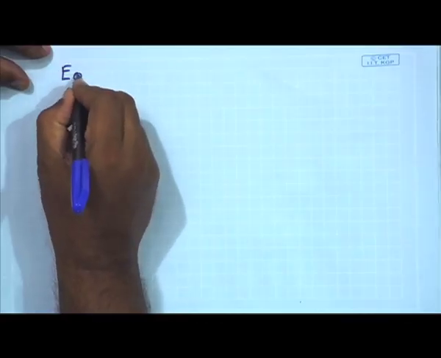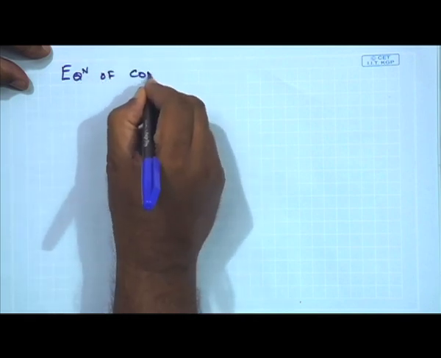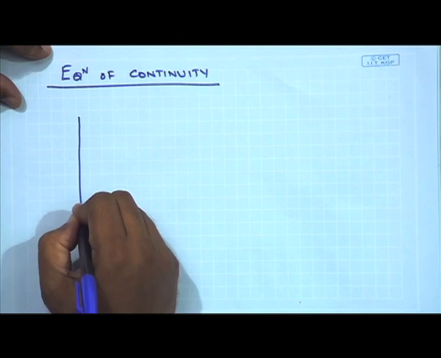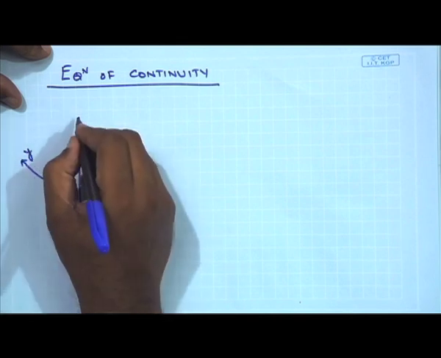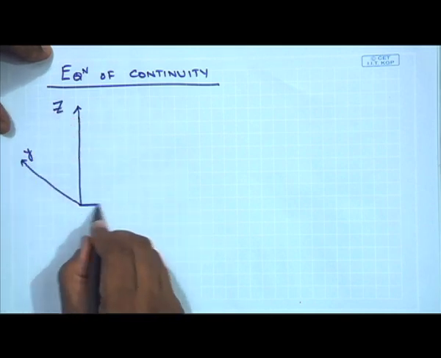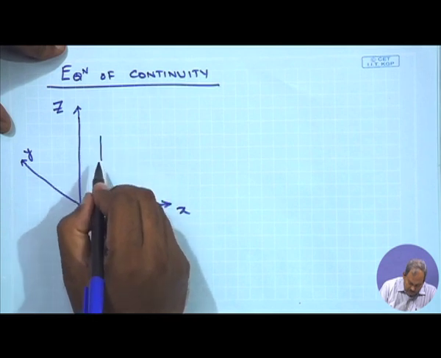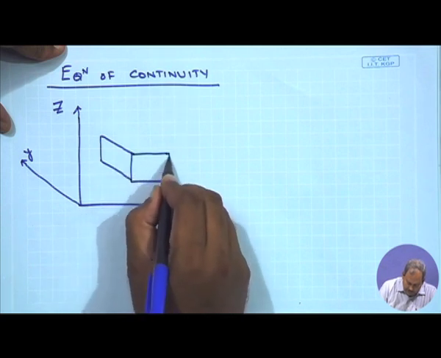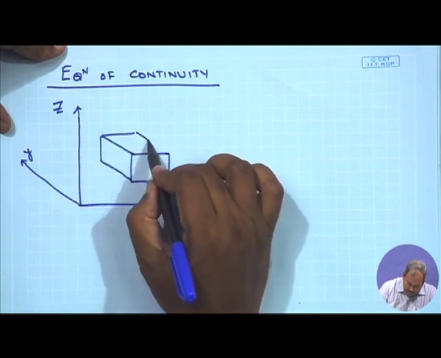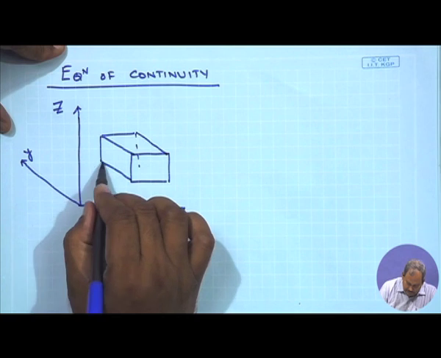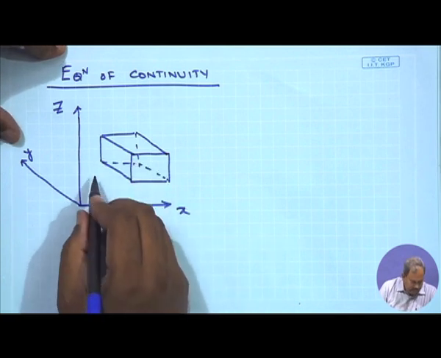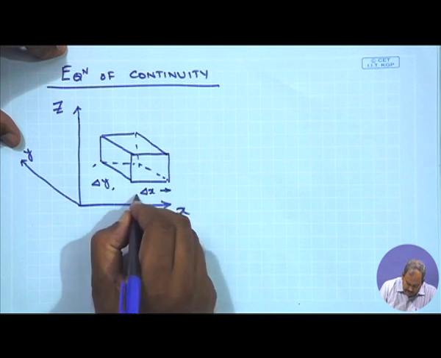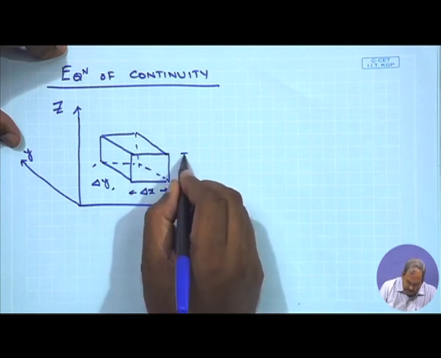So in order to derive the equation of continuity, the way we are going to start is, we define a coordinate system x, y, z, and as I mentioned before, there's a box. So this length is, let's say, delta y from here to here. This is delta x and this is delta z.